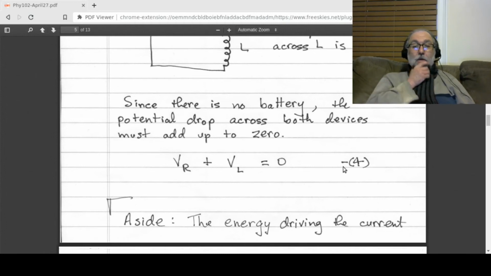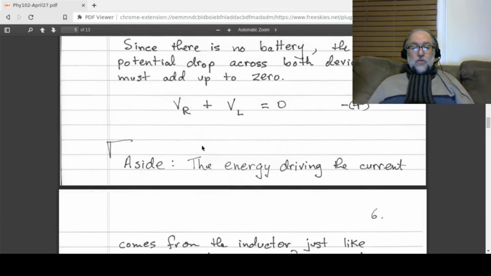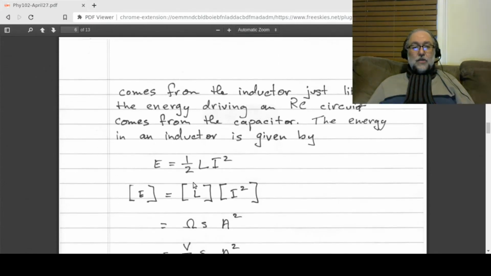Now you might ask the question: in the RC circuit, the thing that provided the energy was the capacitor. It can't be the resistor. The resistor dissipates energy as heat, it does Joule heating, so the energy had to come from the capacitor. But here in the RL circuit, what's delivering the energy? The answer is obvious. It has to be the inductor. There's an energy in the inductor, and it is given by 1/2 L i squared. Again, I'm not proving that, but there it is.